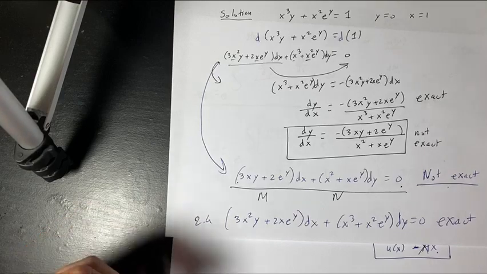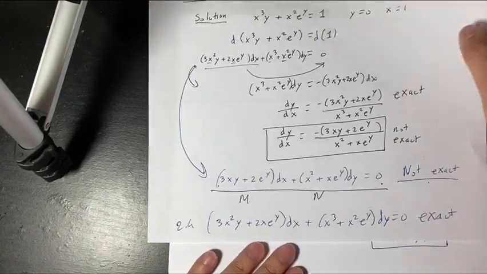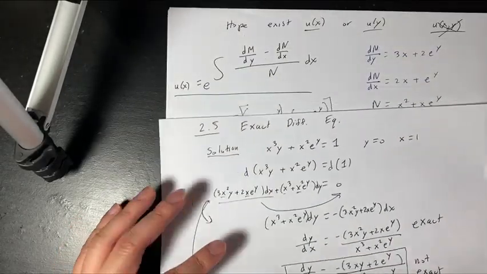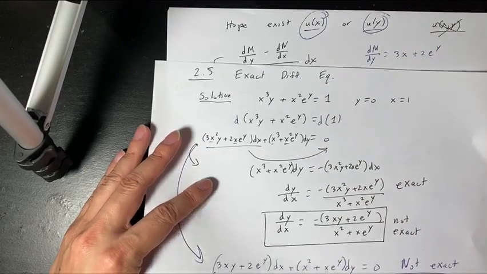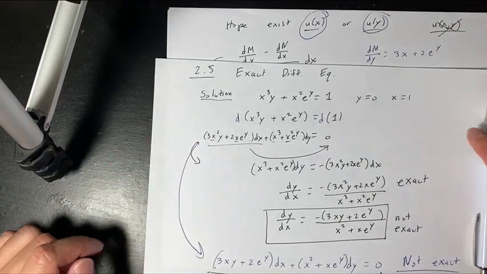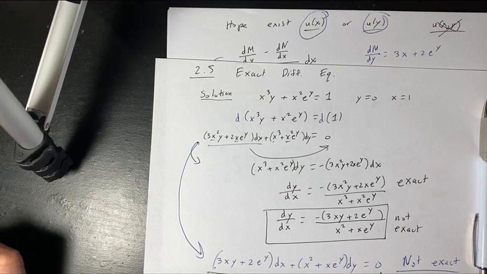2.5 teaches us the method on how to undo this cancellation of that common factor. But of course, we're very dependent on the fact that we're canceling out a factor that is purely in terms of x or y. Okay, so that's 2.4 and 2.5. I'll see you guys in the next video.